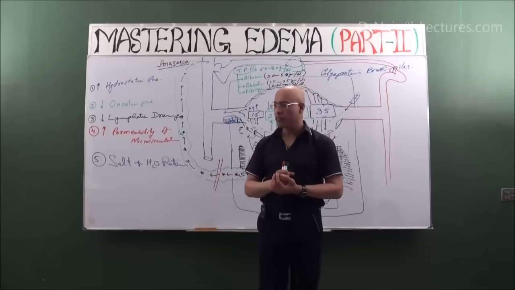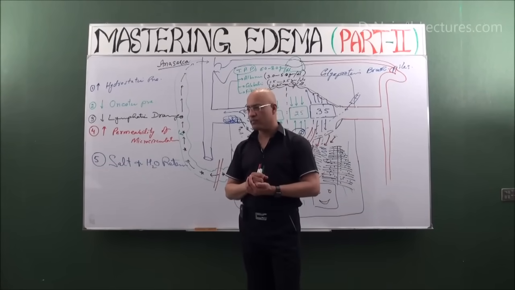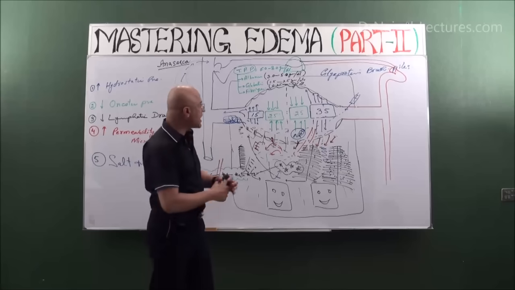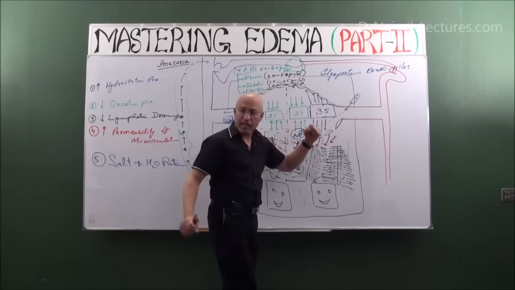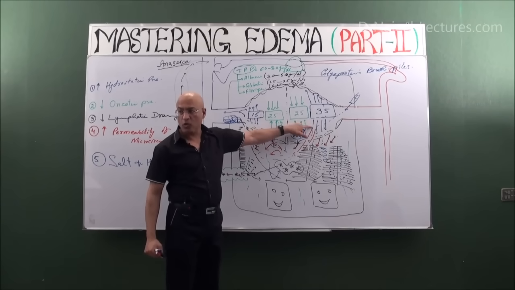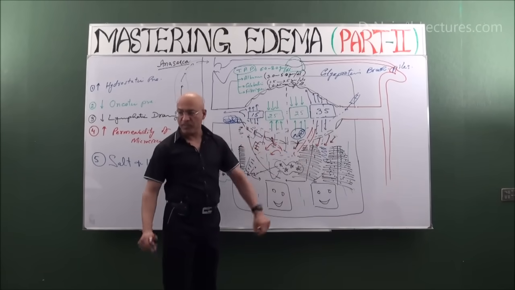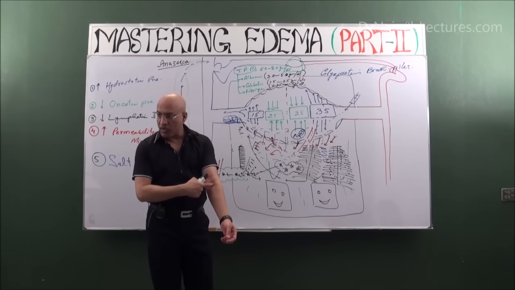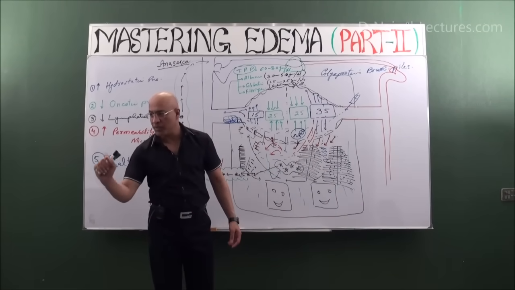So what happens if we inject some hypertonic solution, rather than normal saline? Okay. If you inject some hypertonic solution, it depends on that solute which is there, whether it can go out of the vascular system or not. The basic rule is this: whenever you inject fluid, water follows the solute. Let me give you an example.